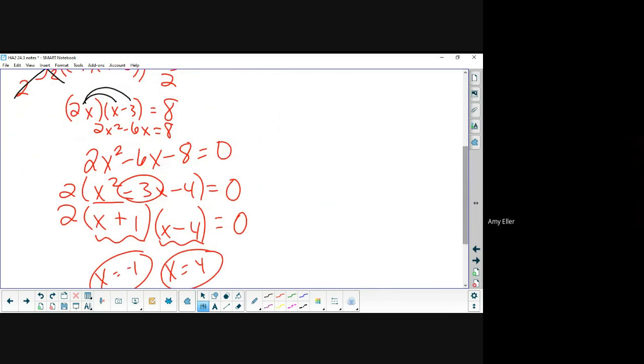Do we have any questions on any of these steps? For that factoring thing, could you use the quadratic formula? You could, yes. Okay, what is that? Because I forgot. Negative b plus or minus square root of b squared minus 4ac all over 2a.